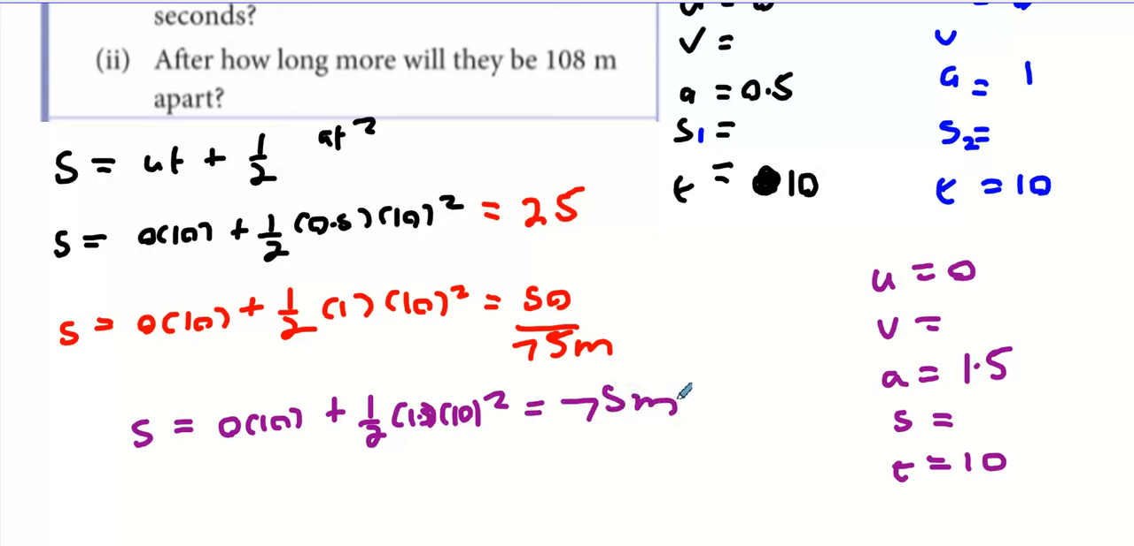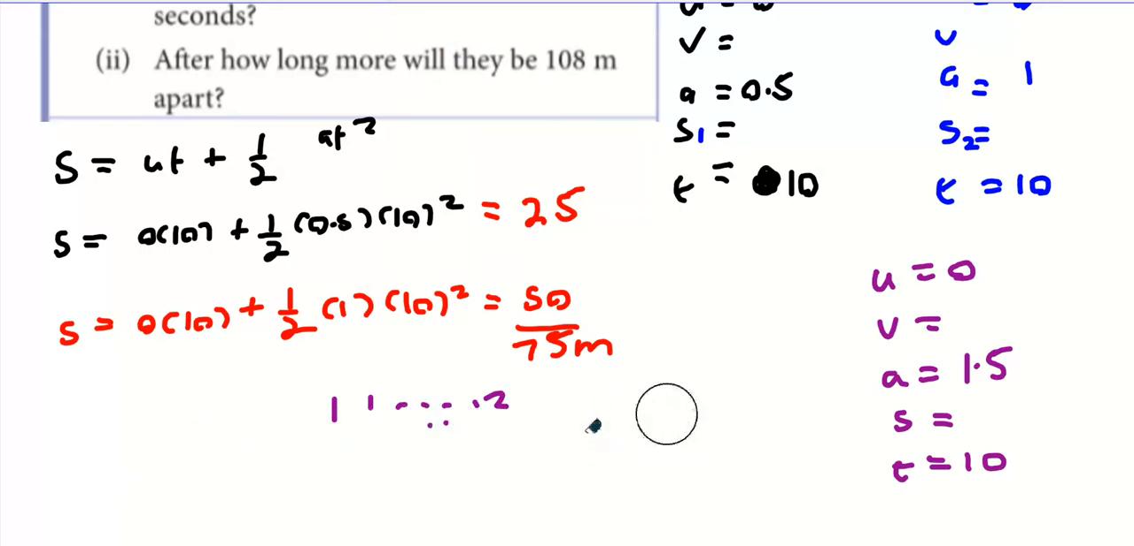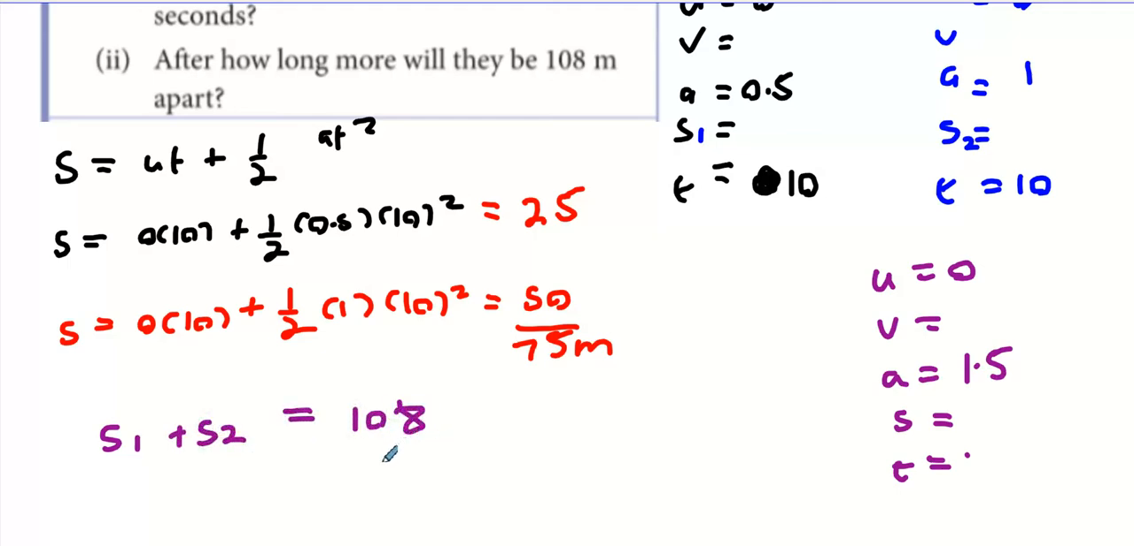All right, don't worry. Now, let's try this again for the next one. We have two competing methods now, don't we? Yeah? So, if I use method 1, it will be S1 plus S2 equals 108. Everybody cool with that? Their combined distance when they separate is 108. What's the difference between this equation and the last one I did? Do I know the t value this time?